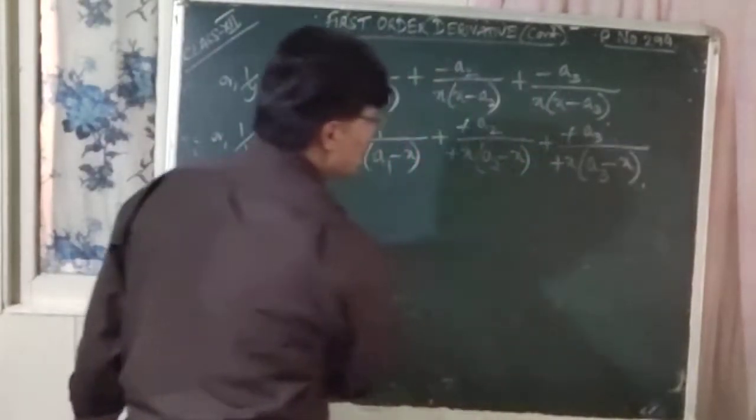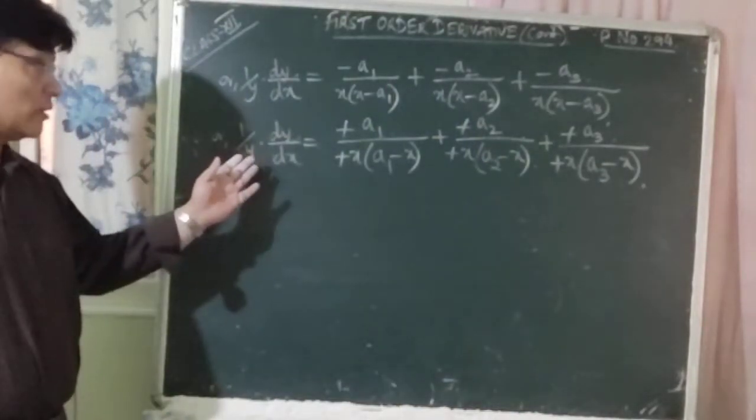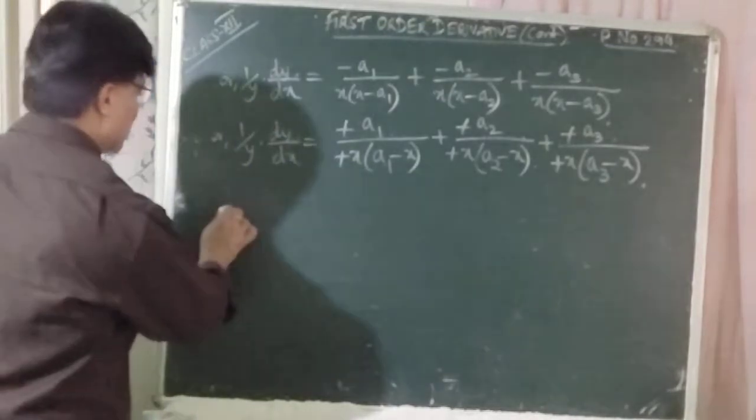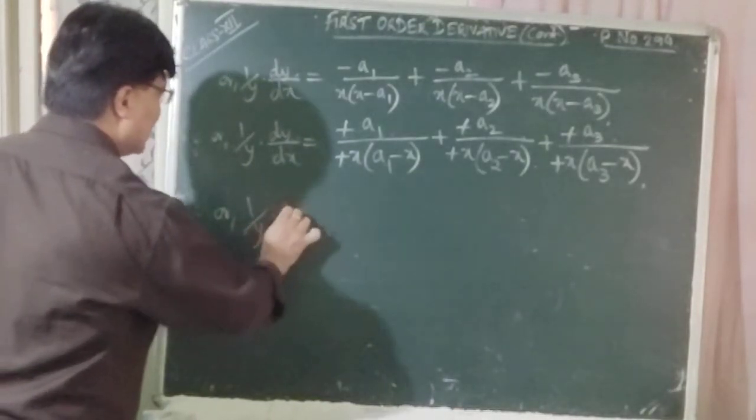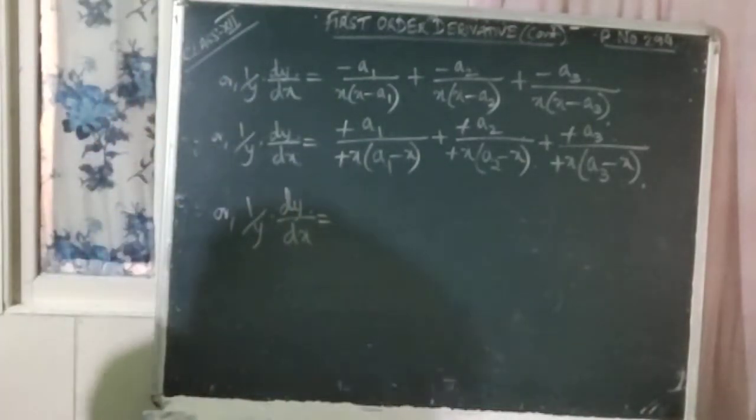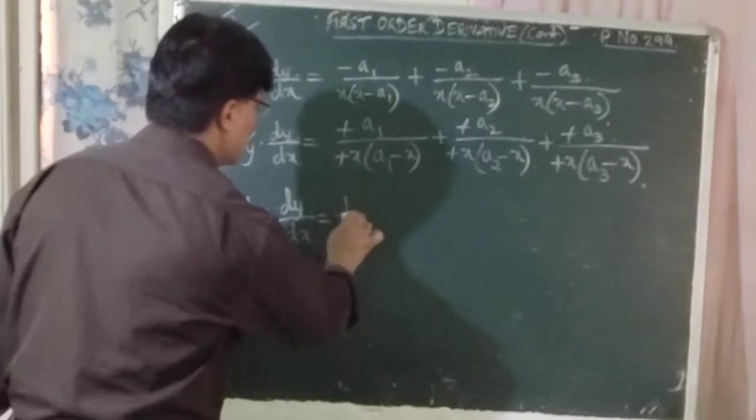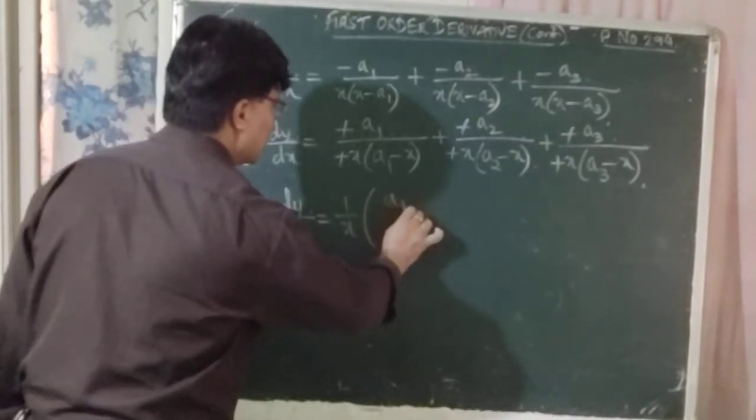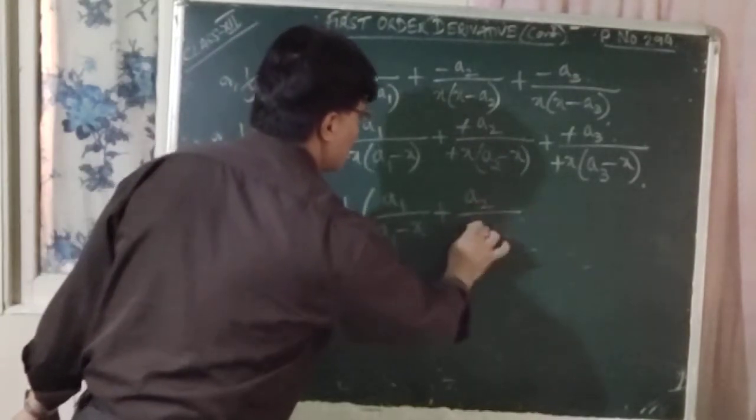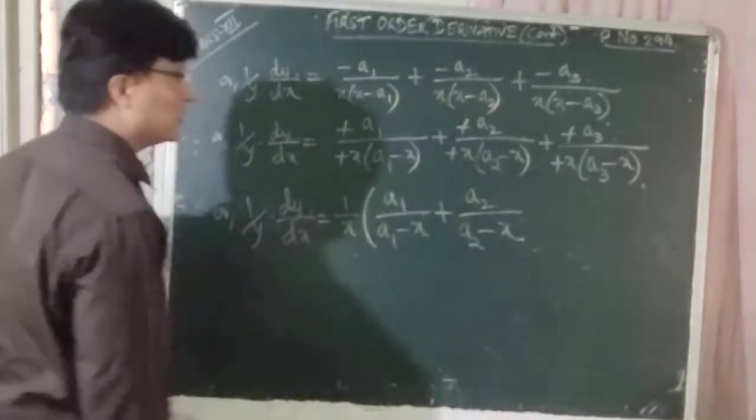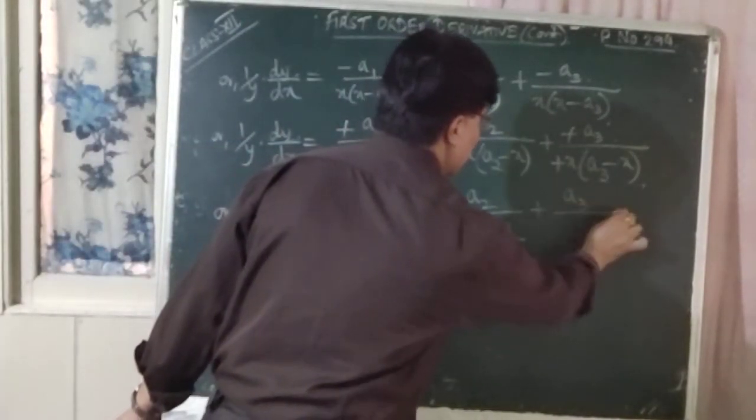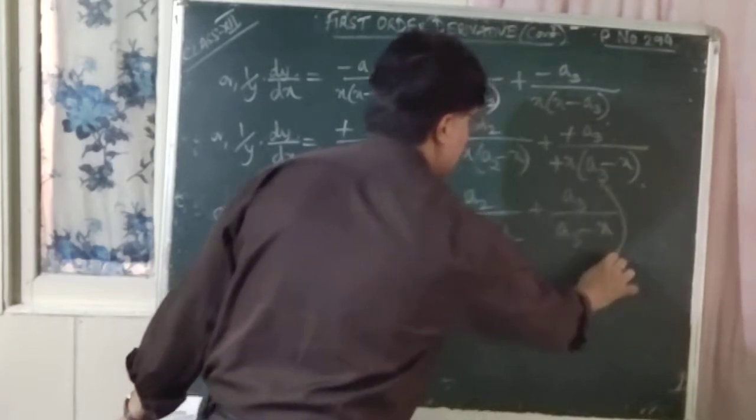So now what will you do in the next step? You can take common here. We see that 1 upon x is common out here on the right hand side. So you can take 1 upon x as common from the right hand side. That is dy by dx. So now you can take common 1 by x from the right hand side. So it is 1 upon x within bracket, what do we get? a1 upon a1 minus x plus a2 upon a2 minus x, right? What is the third term? Plus it is a3 divided by a3 minus x.